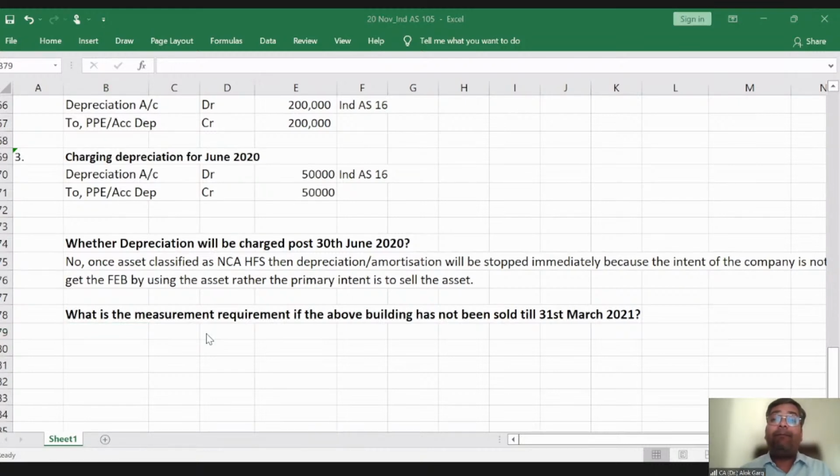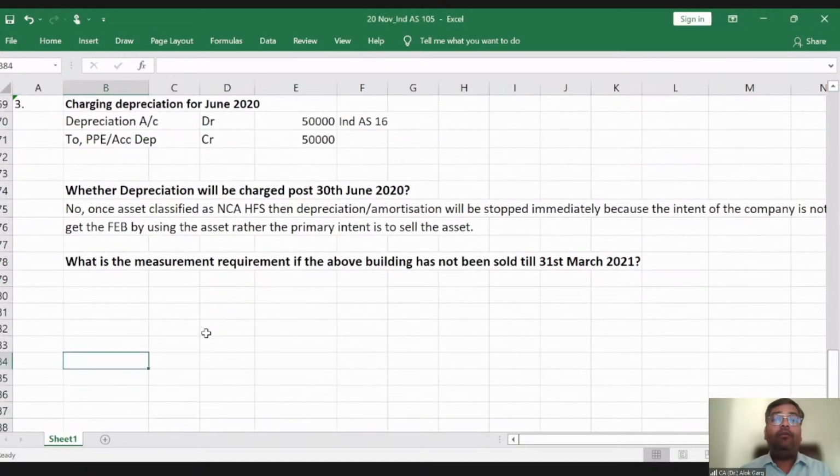Now, what about subsequent measurement? I am giving you three scenarios just to make this concept well understood by you guys. First of all, what is the requirement of subsequent measurement? The requirement is subsequently on the reporting date.